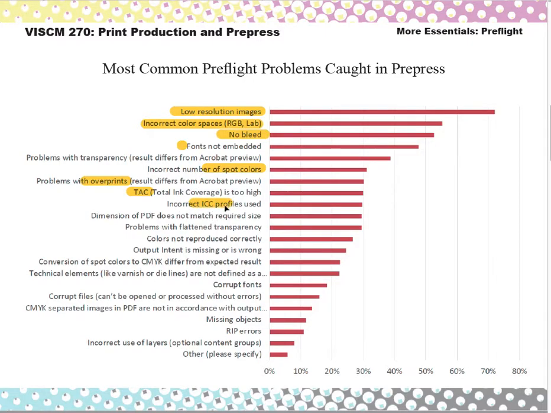This has to do with color management. We'll talk about the ICC profile at a later time. The dimensions don't match the size. So you say it's 8.5 by 11, but you turn in a file that's 9 by 12 or something. You've got the wrong size.